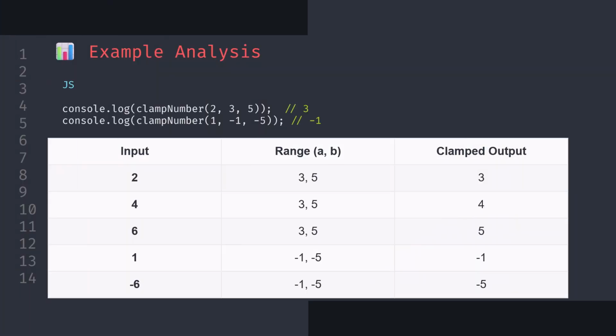Here's how clamping affects different inputs. If a value is inside the range, it stays untouched. Values too high or too low get clamped to the nearest range limit. This is great for keeping user input safe and controlled.